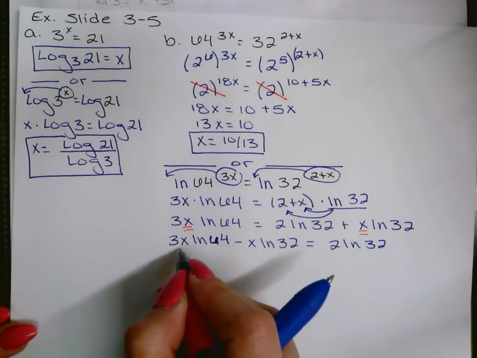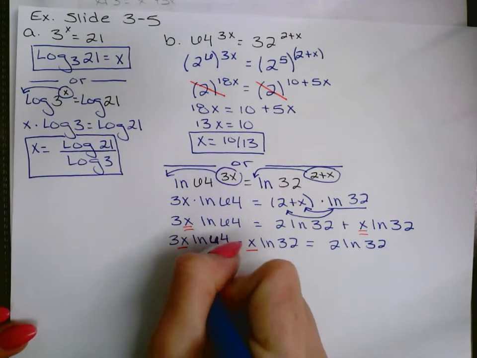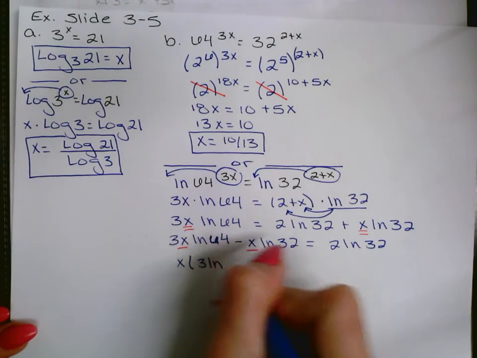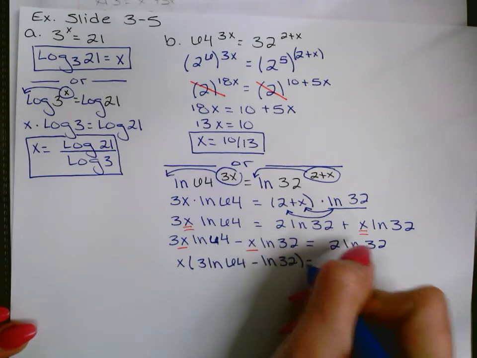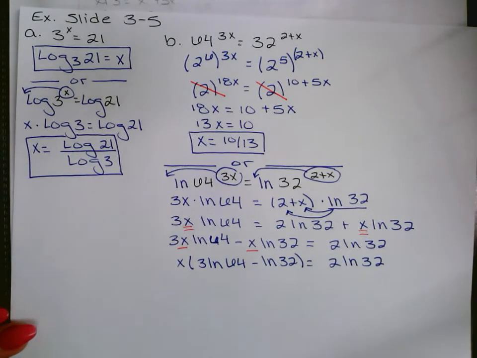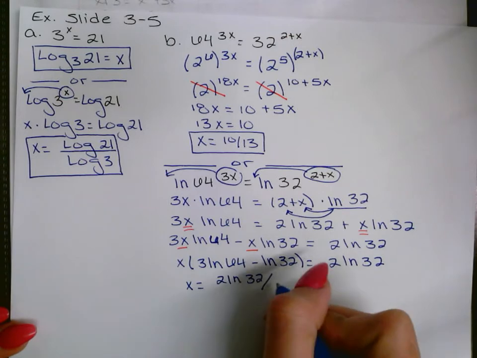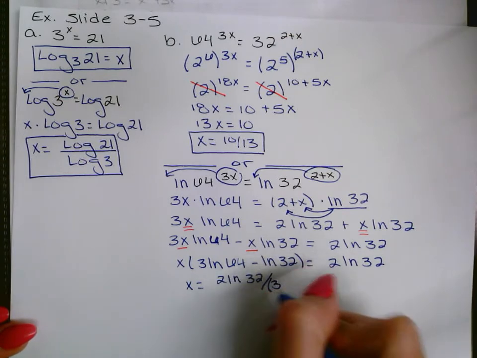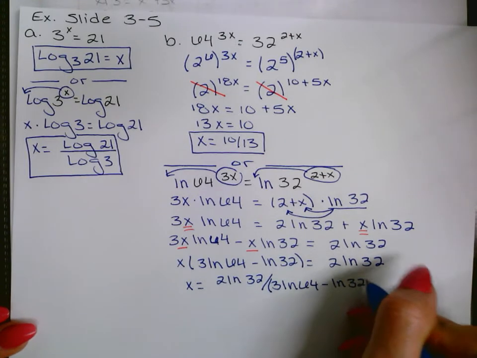Now that my 2 terms on the left have an x in common, what can I do? I can factor it out and pull that x out, okay? So if I take that x out, I'm left with 3 ln of 64 minus ln of 32 equals 2 ln of 32. And my last step to get that x by itself? Divide. So I'm going to have 2 ln of 32 divided by 3 ln of 64 minus ln of 32.